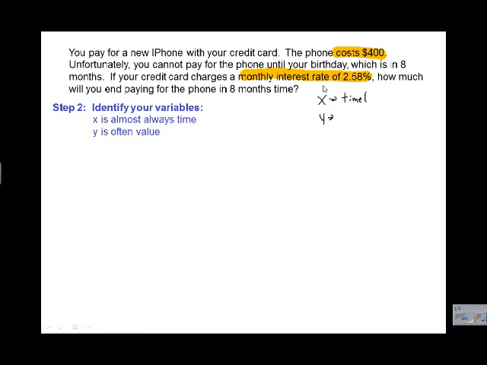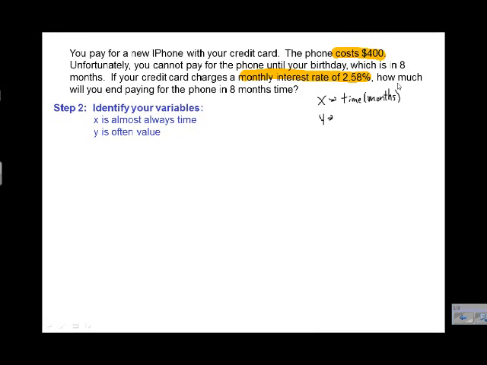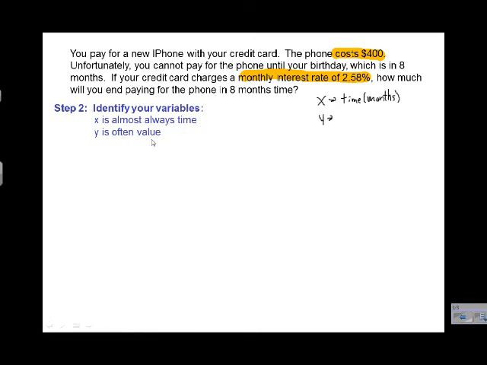But I want to be more specific than that. We're going to say, well, what unit of time? In this case, it's months. And it's important to do that because sometimes you may have a question where one part might be in months and another part might be in years. It's quite common to have an annual interest rate and then you have to calculate after a certain number of months. So you may have to do a little conversion there, and it's important that you write it down to keep you on track. For exponential function, y is often value.